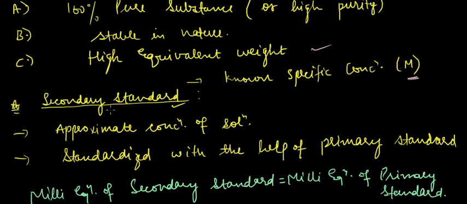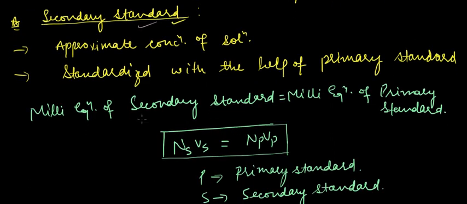Secondary standard is nothing but the standard in which we know the approximate concentration of the solution, and this has to be further standardized with the help of primary standard to know the concentration or validate the concentration of this particular secondary standard. So herein first we titrate the primary standard with the secondary standard, hence the milli equivalents of secondary standard in the mixture; we are dropping primary standard from the burette and secondary standard is in the mixture.